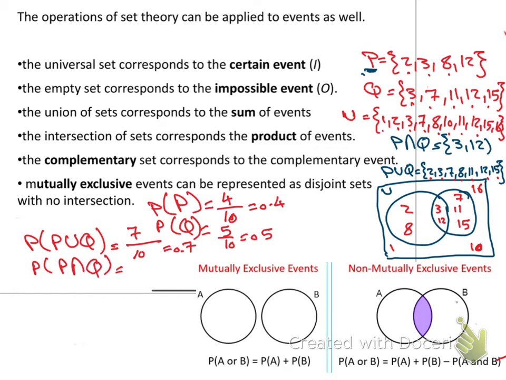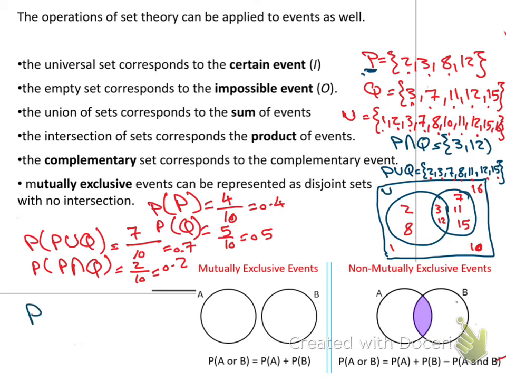Only the intersect: 1, 2. 2 divided by 10 equals 0.2. So I get all the probabilities. So in this case, what is the probability of P united Q?